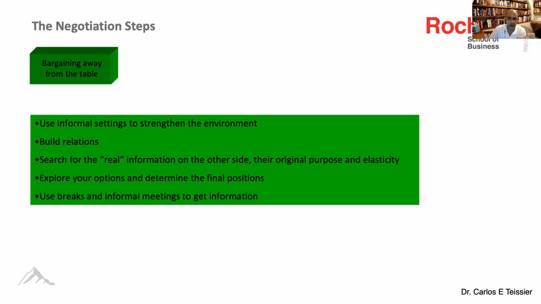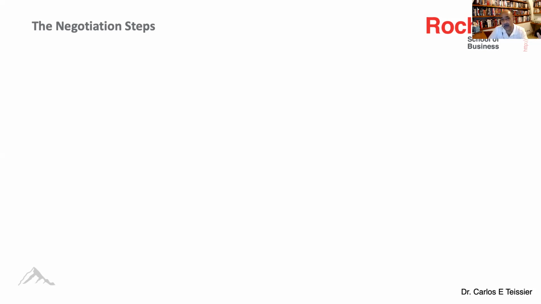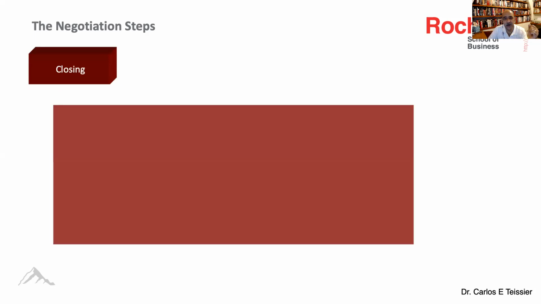So let's say that you now have an agreement. Now you found a way to do it. Now what? Now you have to go back to the table because you have to formalize it. And this is the closing stage.